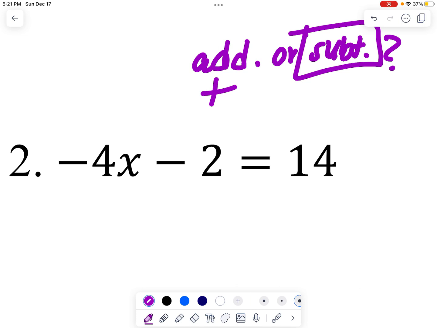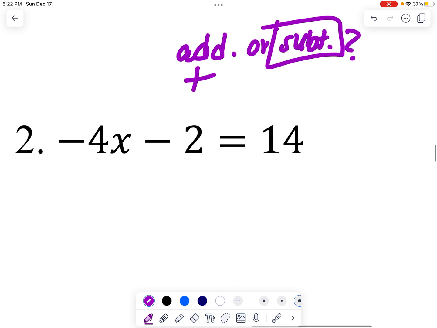So what is it that I'm subtracting from the x? Is this negative 4 being subtracted from the x? No, they're next to each other. That doesn't make any sense. Right here it says x minus 2. That's what's being subtracted. So that's what we're going to get rid of.